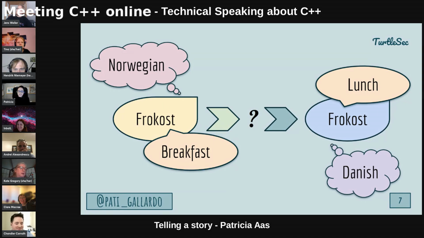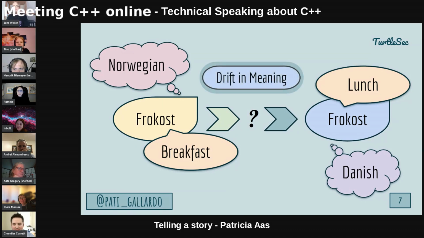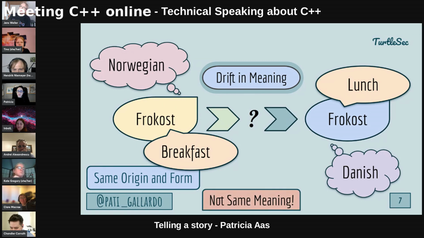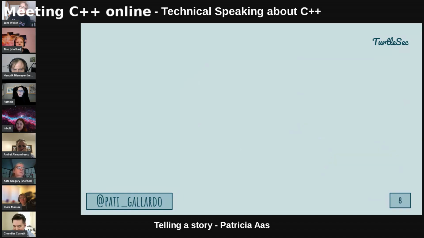And what really hurts is that it is very clear from the context that you're talking about a meal, but it's very easy to get confused about which meal we're actually discussing. This is because it's coming from the same kind of language background, but the meaning has drifted. And this can mean that you think you understand what the person is saying, but it actually means something totally different than you think. And this happens in programming languages as well. So I'll show you 2 examples.